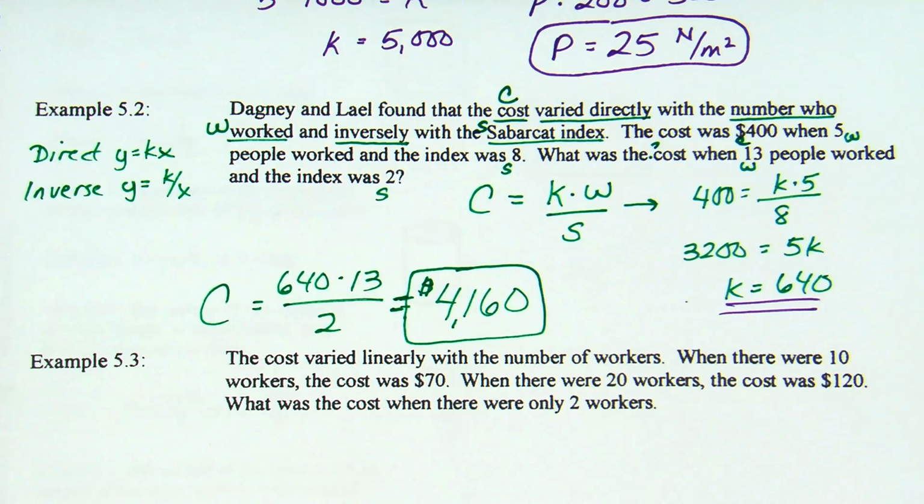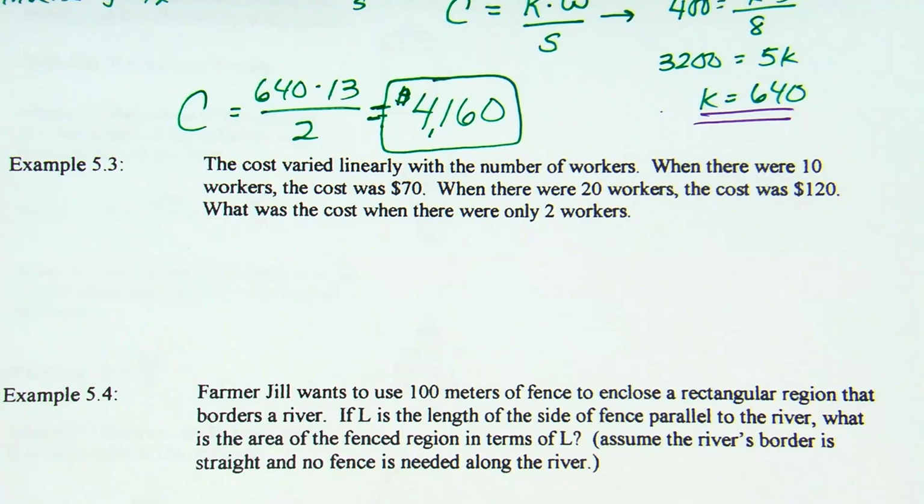Okay, you ready for C? The cost varied linearly with the number of workers. When there were 10 workers, the cost was 70. When there were 20 workers, the cost was 120. What was the cost when there were only 2 workers? So this one's a little different. I don't know necessarily how much you've done something like this. So the cost varied linearly with the number of workers.